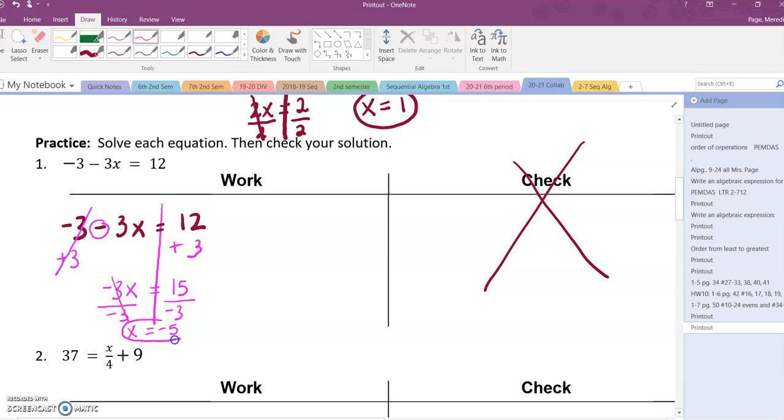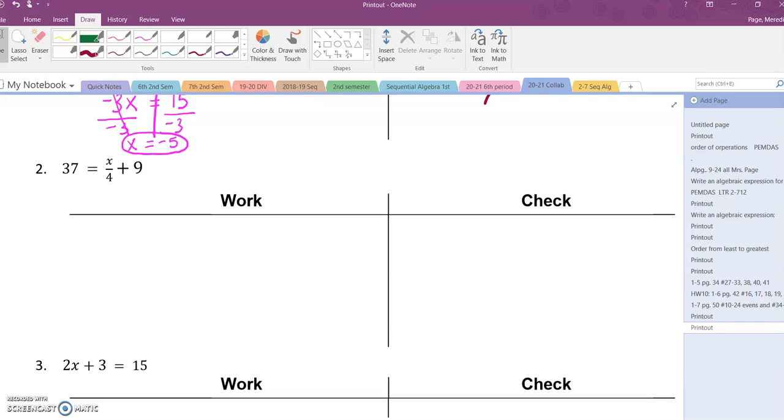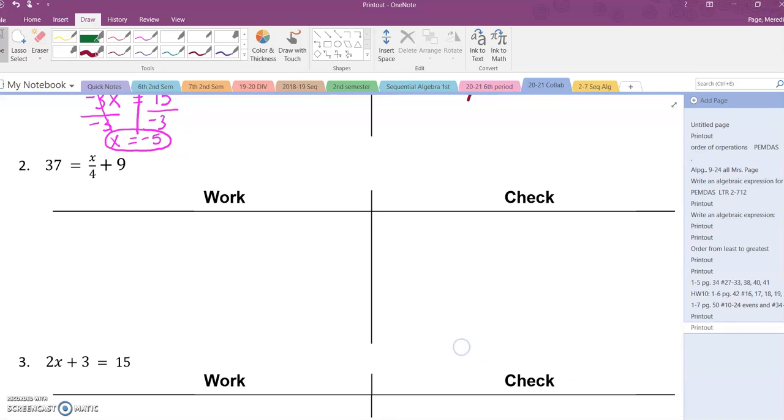You can use your calculators if you need help with multiplying or dividing, okay? Let's move on. I'm going to go ahead and rewrite the problem below so we have more room to work it. And this one I'll show you how to check it. 37 equals x divided by 4 plus 9. First things first, draw my line down the equal sign.